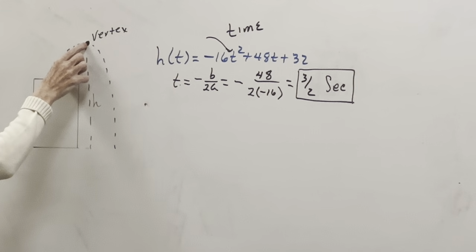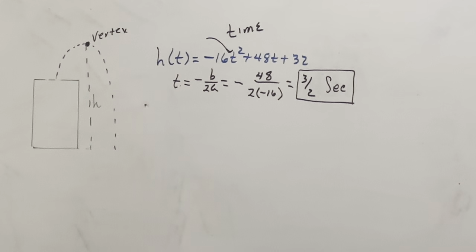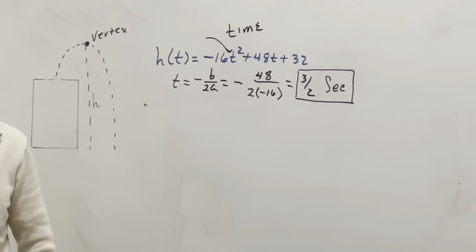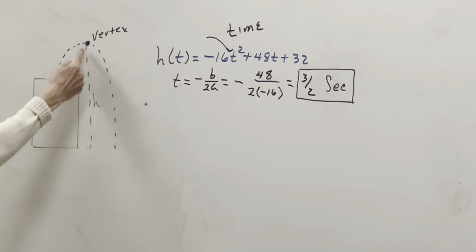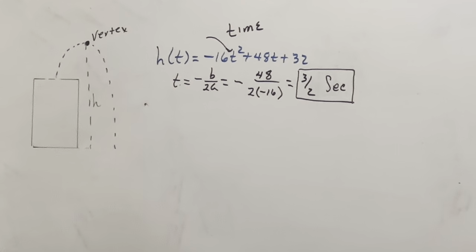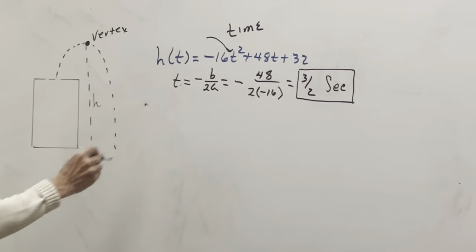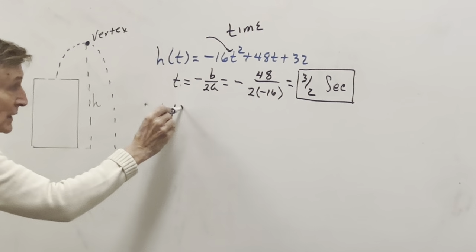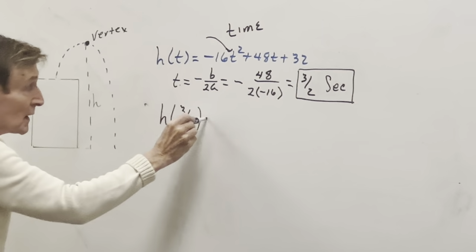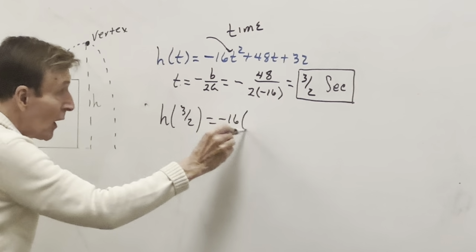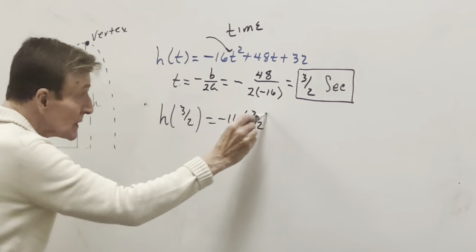Now though, she's asking me how high is it after it reaches the maximum height up there? How high is it from the ground at that point? Guys, tell me a quick way to find how high it is now. Okay, just go back, Professor, and plug in 3/2, h of 3/2. And I will. It'll look like this.